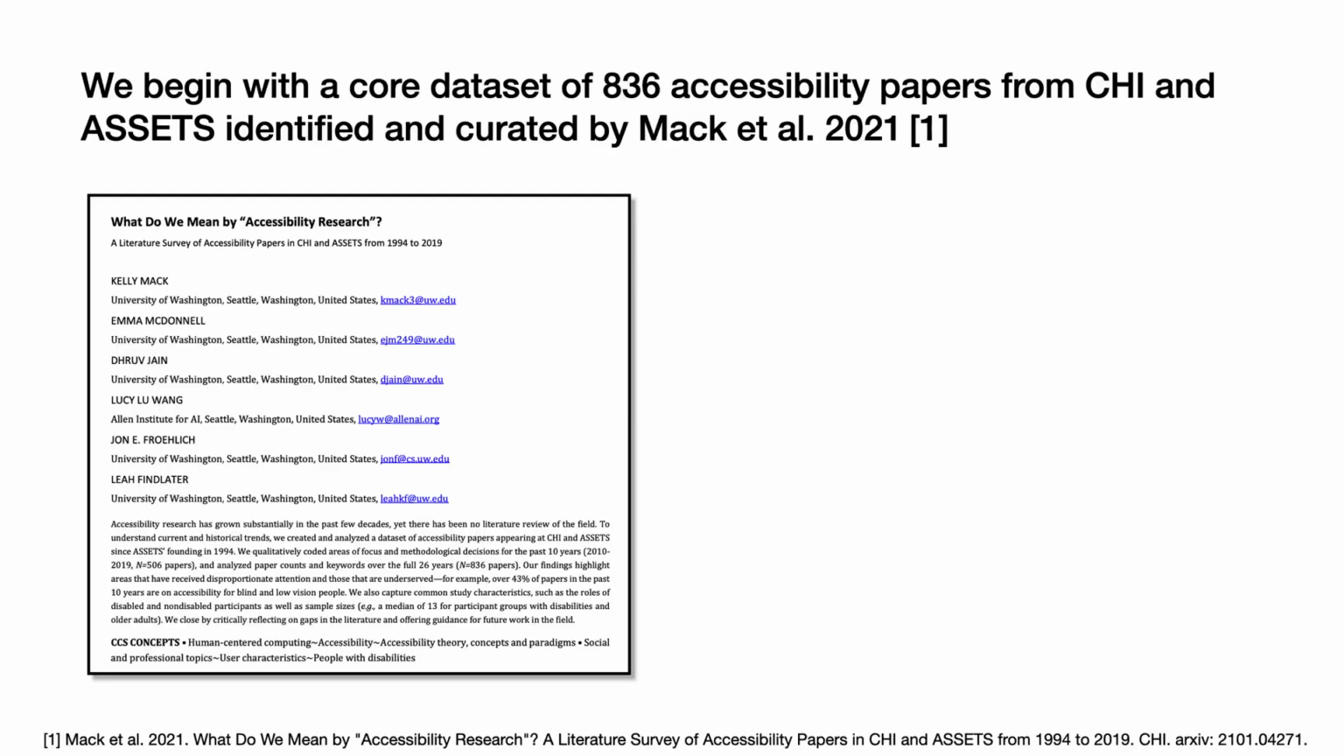To answer our research questions, we start with a core dataset of 836 accessibility papers published in CHI and Assets that is released in Mack et al. 2021. In that survey paper, we report common research themes and practices in the accessibility research community. It is also being presented at CHI, and we encourage you to watch that presentation to learn more about the dataset and results.